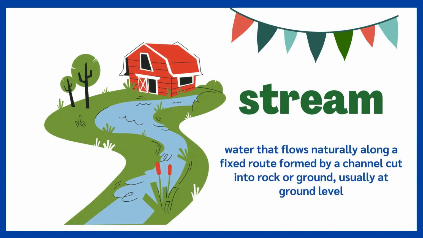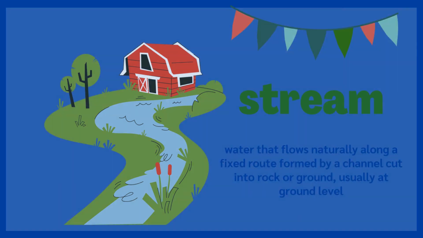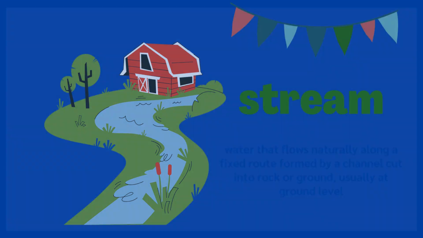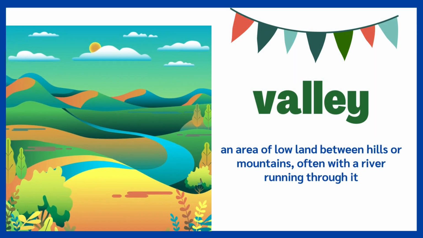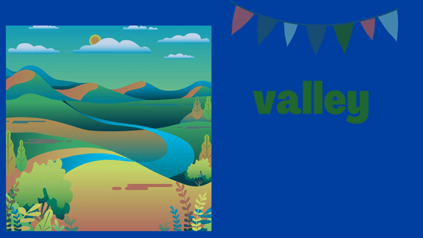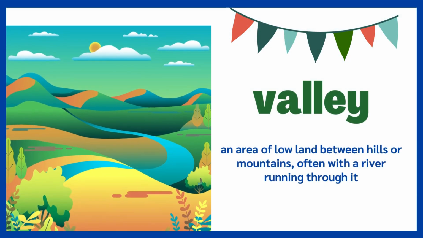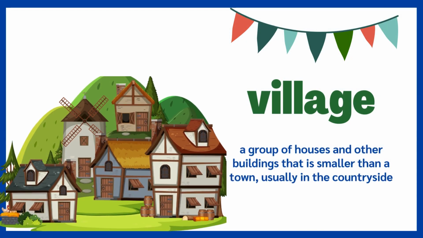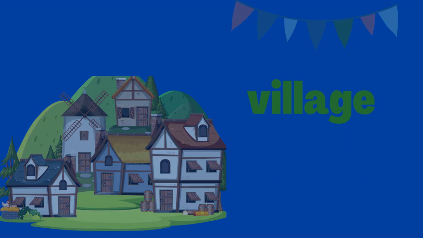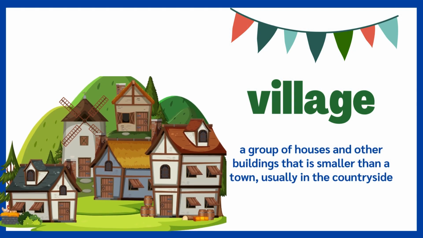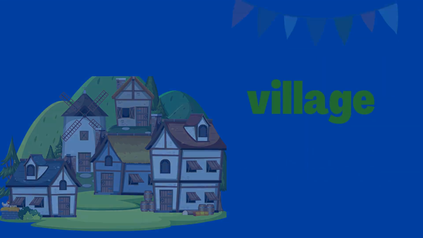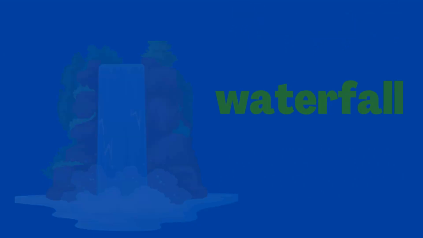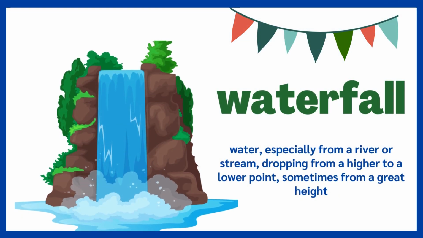Stream. Water that flows naturally along a fixed route formed by a channel cut into rock or ground, usually at ground level. Valley. An area of low land between hills or mountains, often with a river running through it. Village. A group of houses and other buildings that is smaller than a town, usually in the countryside. Waterfall. Water, especially from a river or stream, dropping from a higher to a lower point, sometimes from a great height.